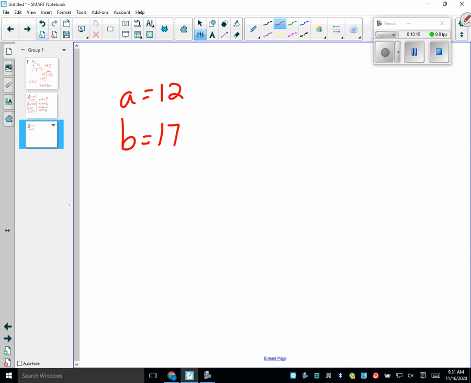Well, can you go ahead and solve for C? Can I solve for C? How? Pythagorean theorem. Good job. So what is C? 20.8. Do you agree? I do. Okay. So this is A, B and C, this is 12, 17.